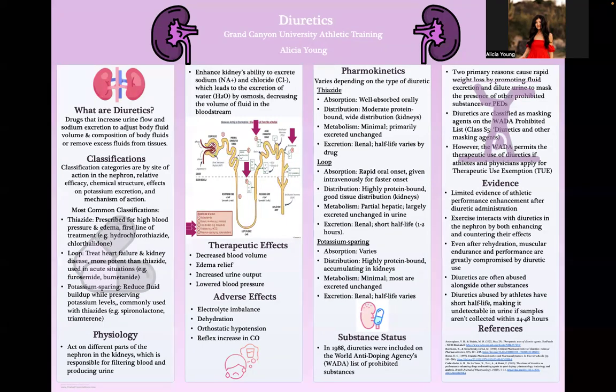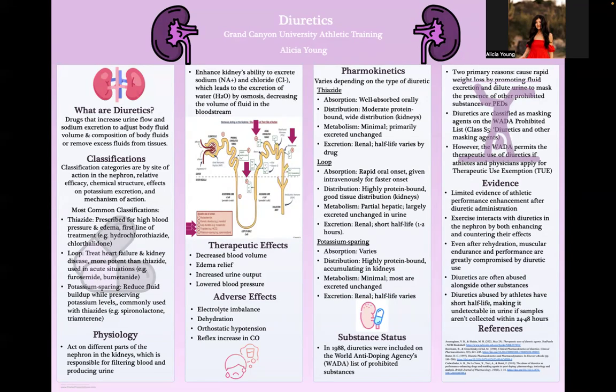Some diuretics can cause masking effects by altering the urinary pH and inhibiting the passive excretion of acidic and basic drugs in urine. For this reason, diuretics are classified as masking agents on the WADA prohibited list. However, the WADA permits the therapeutic use of diuretics if athletes and physicians apply for a therapeutic use exemption.